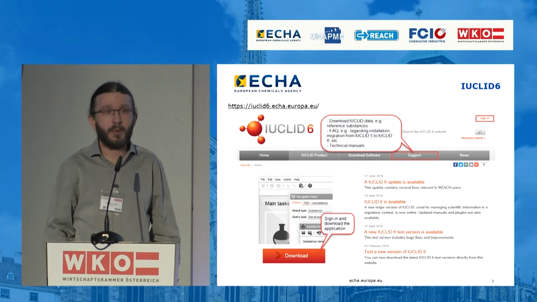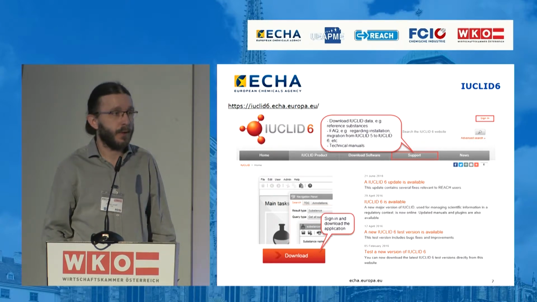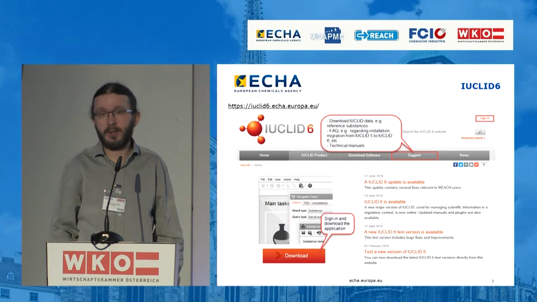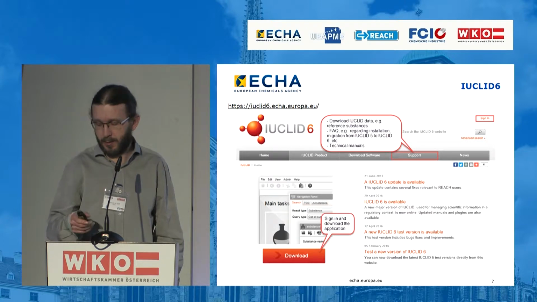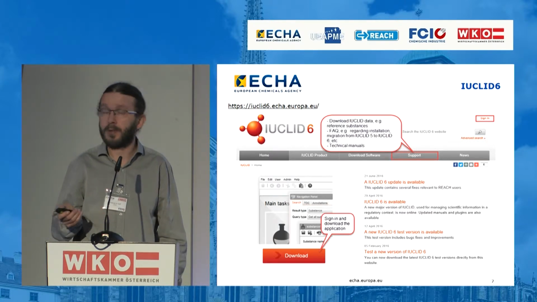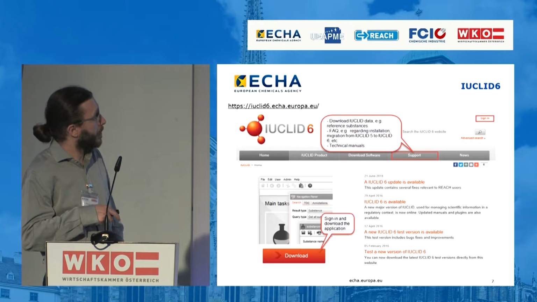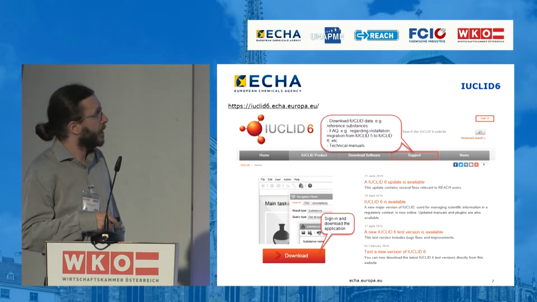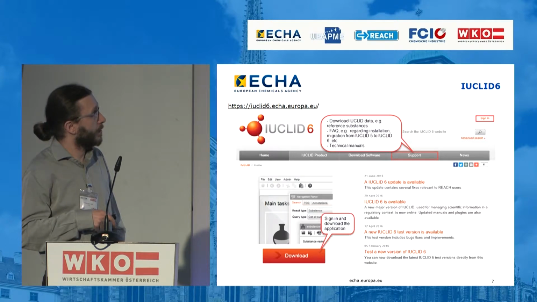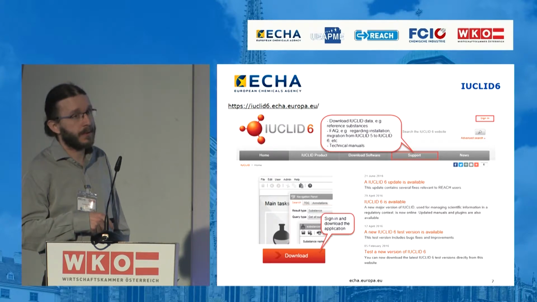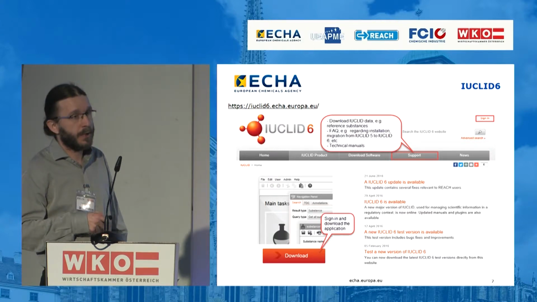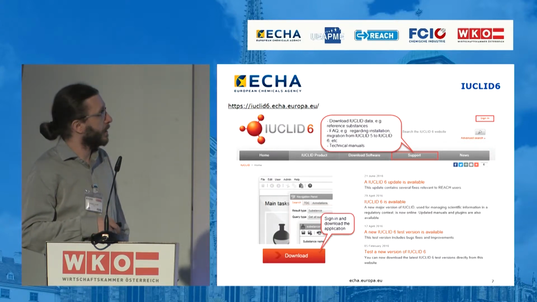Together with the publication of Euclid 6, we have updated or created a new website. So now all the information you need to know on Euclid 6 is available on this website. You can find, for example, some information, some documentation, installation manuals for the server version. The user manual is there in different languages. You can go on the website to download the software after you create an account and sign in.